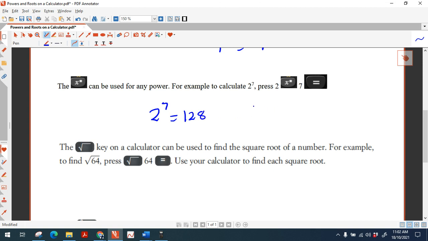Okay, so just remember, it's not 2 times 7, it's 7 lots of 2's multiplied together. 1, 2, 3, 4, 5, 6, 7. That's what 2 to the 7 means.